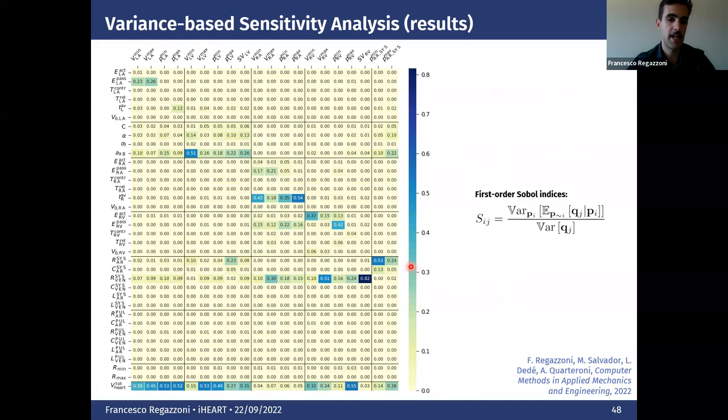So this was the results, just to give you an idea. On the rows, you can see all the parameters of our model, or just a subset of them, and on the columns, you can see some quantities of interest. For instance, minimum and maximum pressures, minimum and maximum volumes, the difference of volumes, so some quantities that are useful for clinicians. And the colors tell you how impactful the parameter is for that output. And this information is very useful for clinicians because they know what affects what.